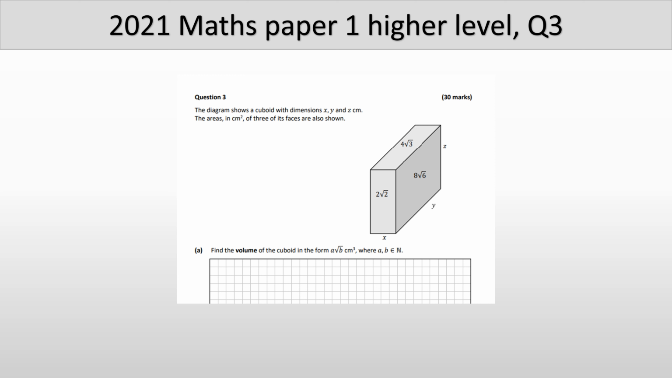Discussing the 2021 Maths Paper 1 Higher Level Question 3, it covers those 5 chapters to some level. So the first part of the question: the diagram shows a cuboid with dimensions x, y, z centimeters. The areas in centimeters squared of the 3 faces are shown. Find the volume of the cuboid in the form a root b, where a and b are natural numbers.